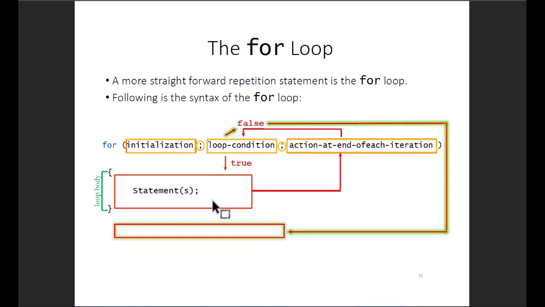When the loop body finishes, it goes to another step, the action at the end. Now this action at the end in the while loop should be inside the body. In the for loop, it has a location for itself. And when you finish it, you go back to the condition. So do the statements, do the action, back to the condition, do the statements, do the action, back to the condition. Once the condition is false, go outside the loop body.